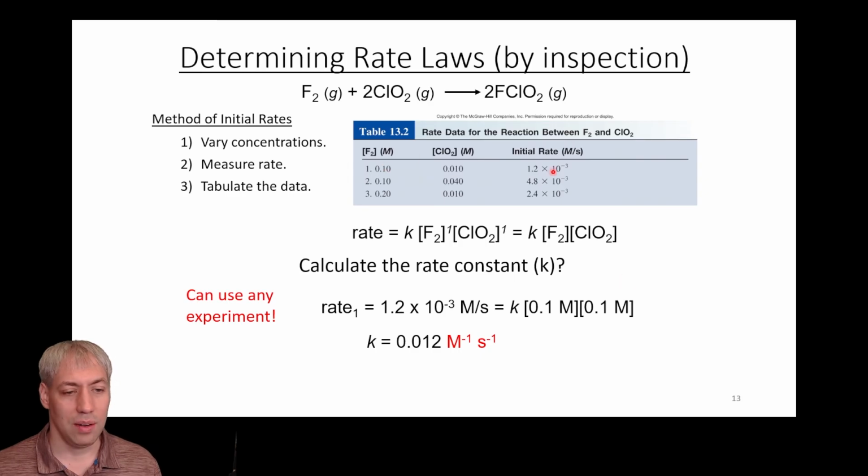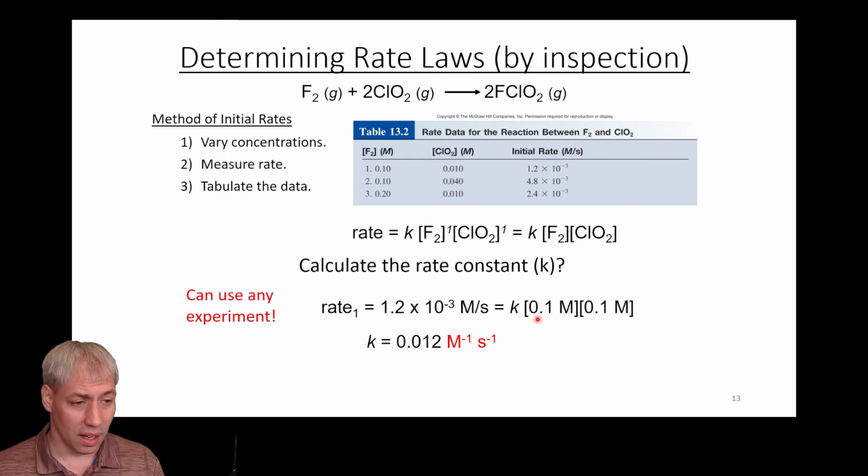We can choose any one of these experiments. We can choose this data, this data, or this data. We can't mix and match, but we can choose any of them. We simply plug in the concentration of F2, the concentration of ClO2, and we have the rate. And so those are the parameters we have for this reaction.